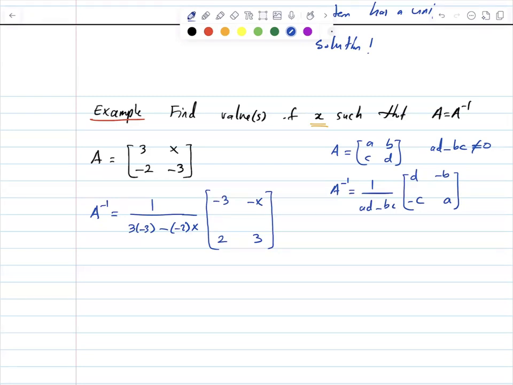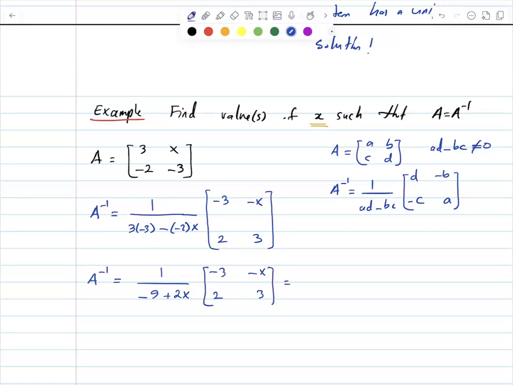Very good. We have some answers. We have 4, we have 2, we have 6, we have negative 4. Somebody wrote down a matrix. Okay, thank you guys. So let's solve this together. This is equal to 1 over negative 9 plus 2x, right? And then here you have negative 3, negative x, 2 and 3.